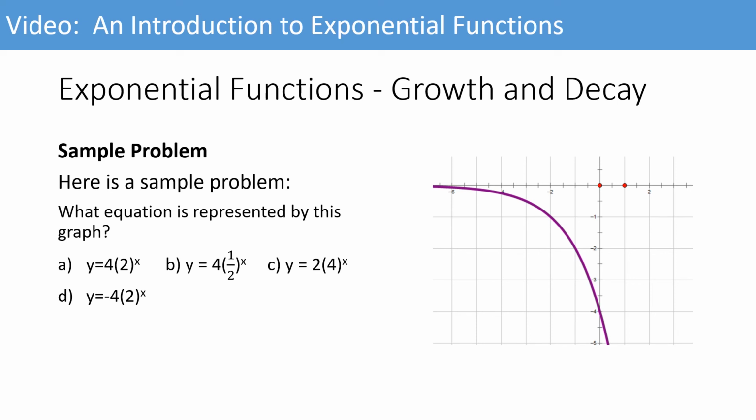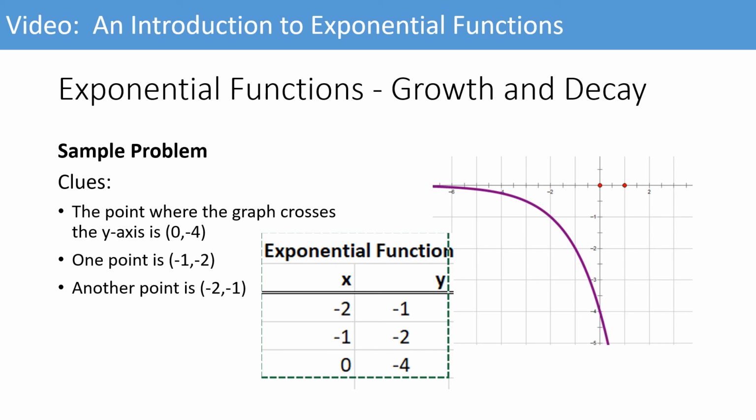So remember, let's look closely at the clues. The point where the graph crosses the y-axis is 0, negative 4. One point is negative 1, negative 2. Another point is negative 2, negative 1. Again, we're working in the area below the axis.